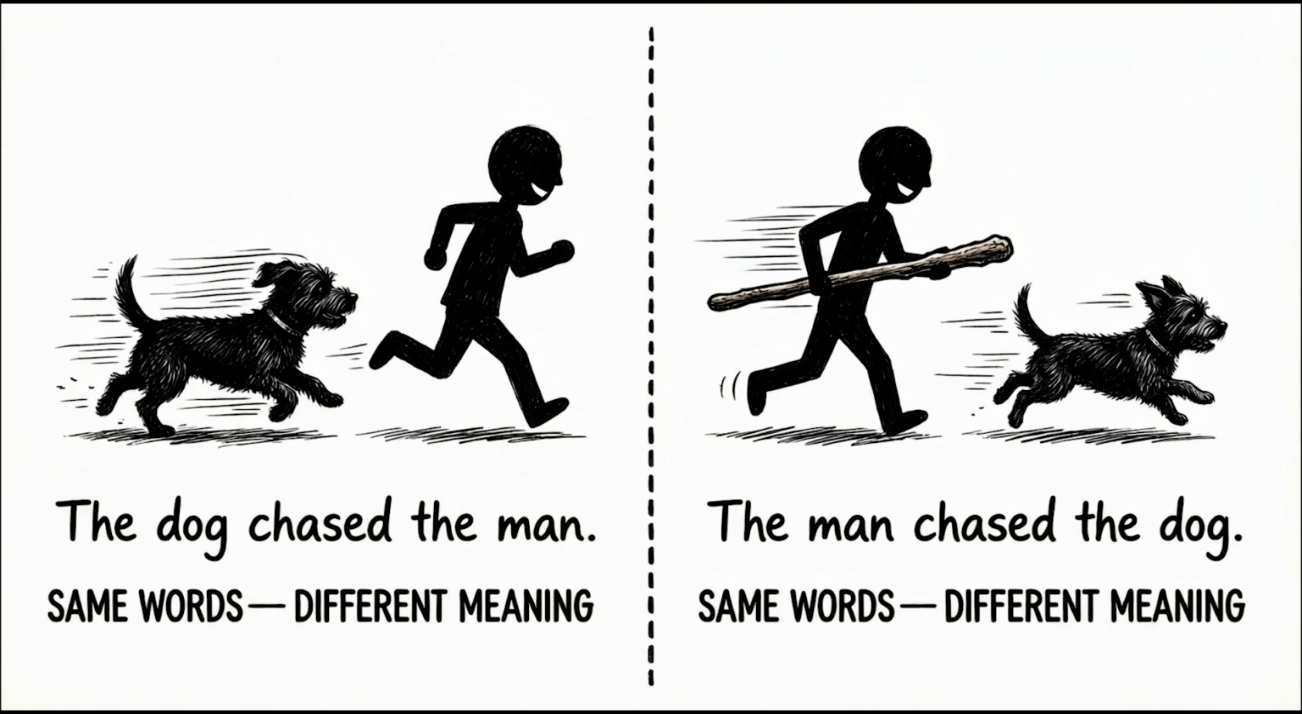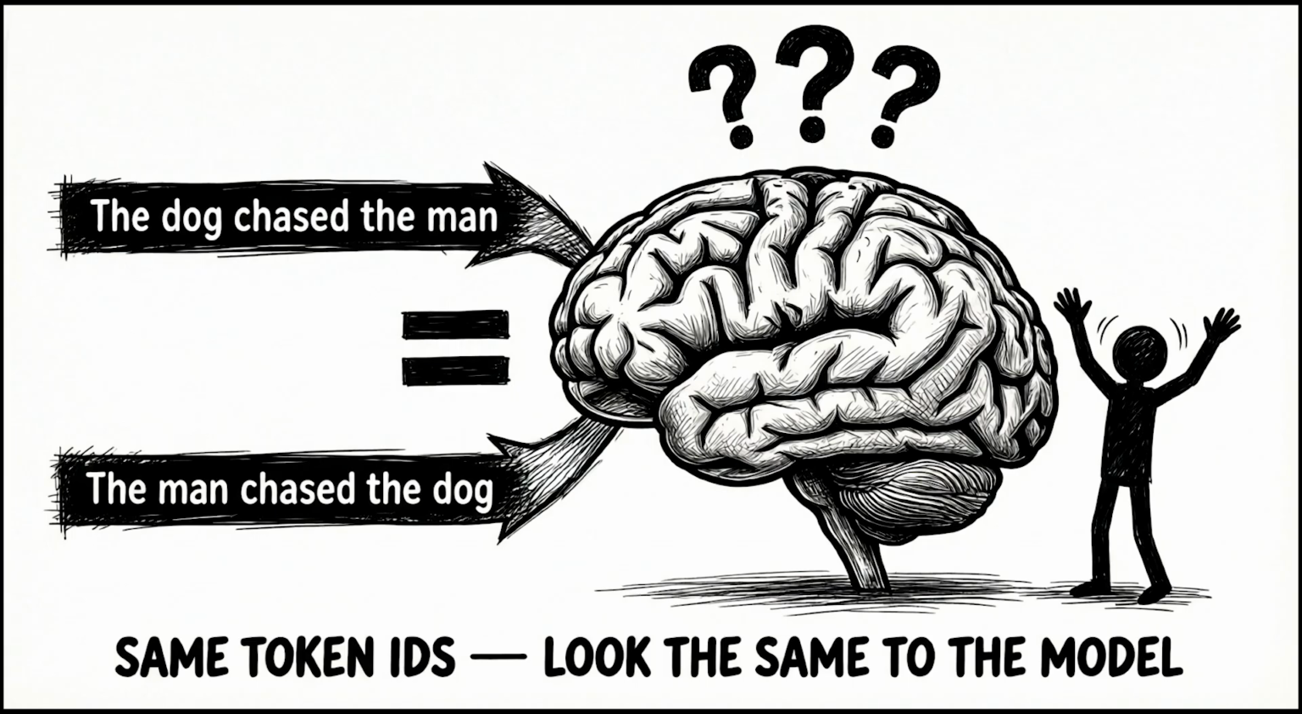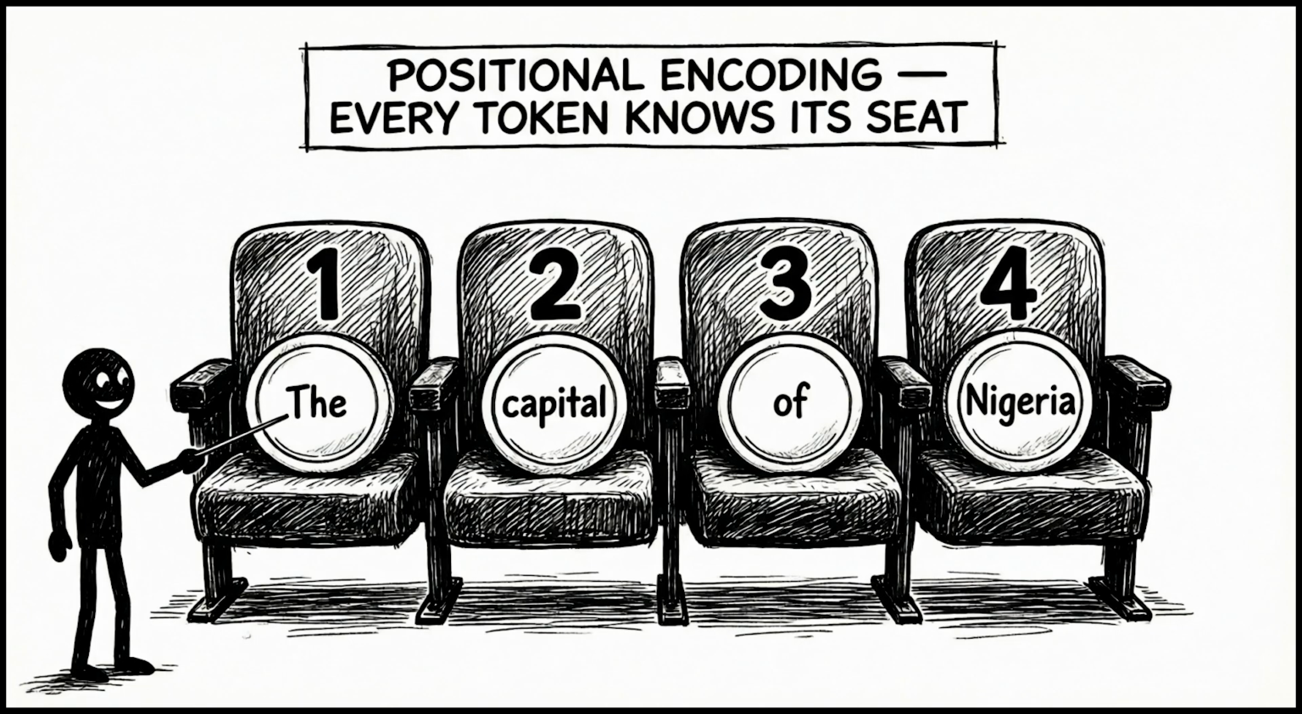Embeddings capture meaning, but they don't capture order. Consider "the dog chased the man" and "the man chased the dog." Same words, completely different meanings. Without positional information, these two sentences look identical to the model. The same token IDs, the same embedding vectors, just in a different order that the model can't distinguish. Before the sequence enters the transformer, each token's embedding is augmented with a positional encoding, a signal that tells the model where the token sits in the sequence.